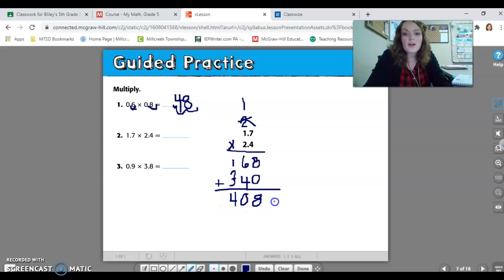Okay, so now I have my answer. What I need to do is count how many times I need to move my decimal. I'm going to look back at my original problem, and I'm going to move it one time for each of them to the right. So now I need to go to the back of my answer and move 2 spaces to the left. My answer for number 2 is 4 and 8/100.